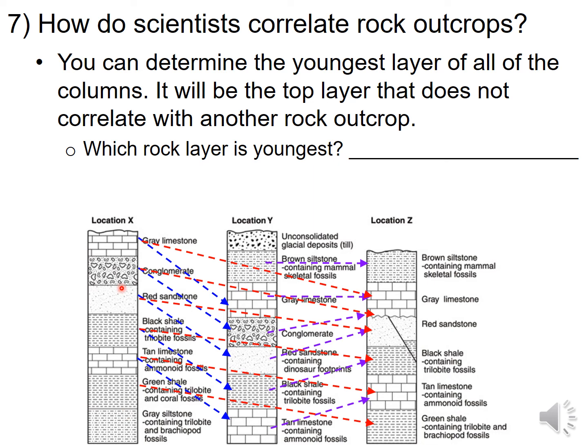Which one is the youngest? We're looking at the top here, so it should be one of these three layers: the gray limestone, the glacial deposits, or the brown siltstone. We know the gray limestone here got the brown siltstone, so the brown siltstone was done last. But the brown siltstone over here has the glacial deposits, so the glacial deposits should be last. So you start with one gray limestone, which matches over here, which shows that the brown siltstone is younger. But if we go back over here, the brown siltstone has something on it.